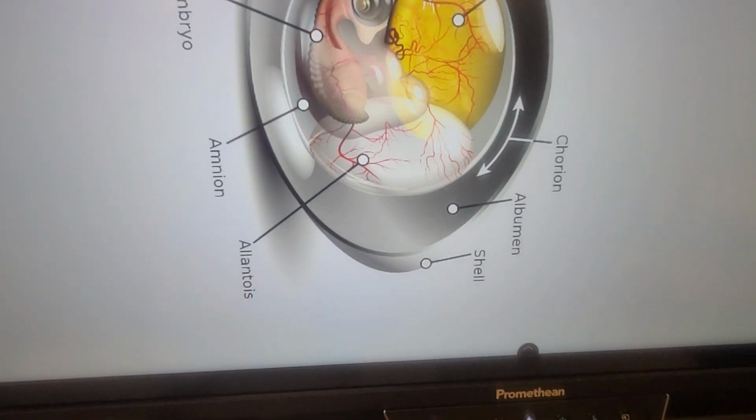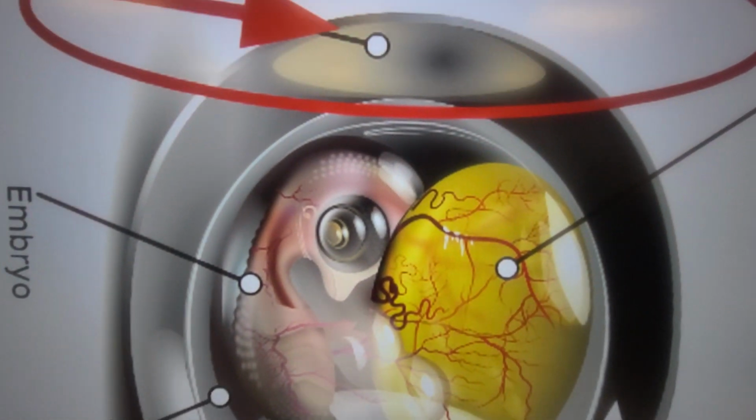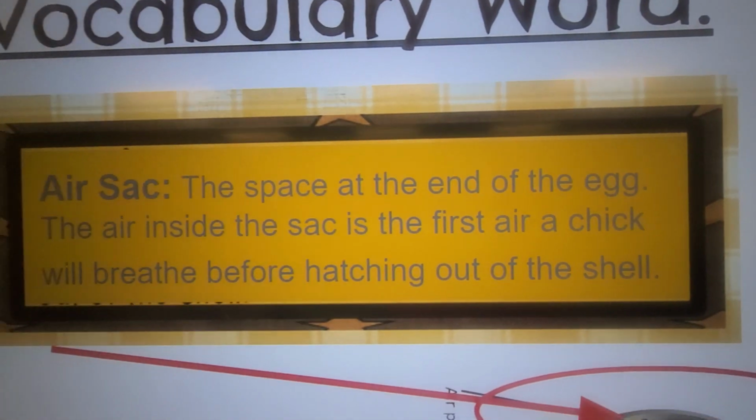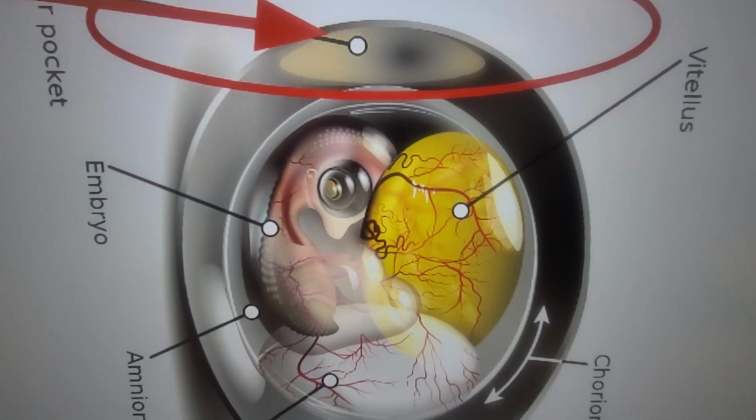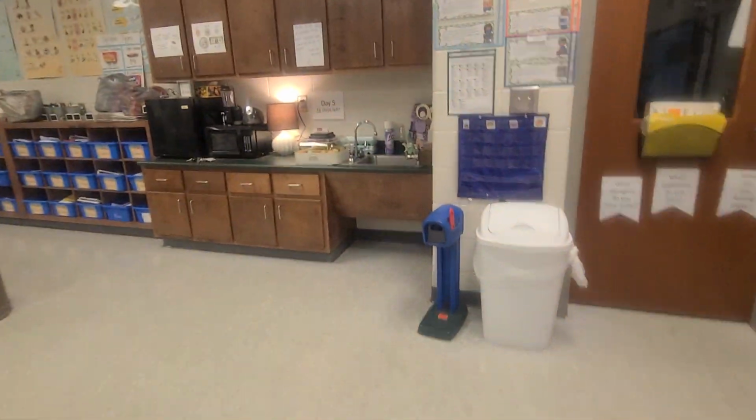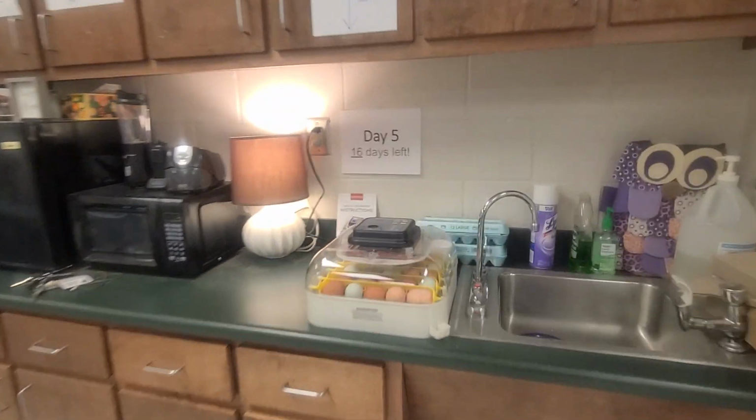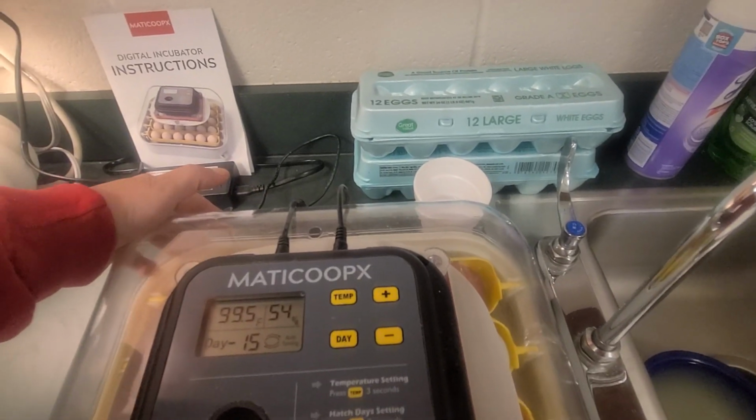So we'll look really quickly at all these other parts of the egg, and this is our vocabulary word, air sac. We know what it means. What I want to do today is take the top off of our incubator and look at all 24 eggs. So here's what I'm going to do: I'm just going to take the lid off and set it over here on the side.